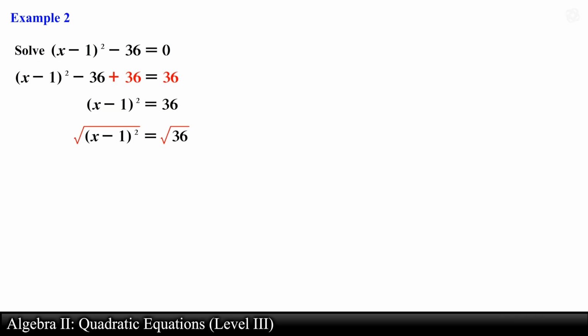Next, we take the square root of both sides of the equation. The left-hand side simplifies to the absolute value of x minus 1, and the right side simplifies to 6. Next, we solve the absolute value equation. Recall that there are two answers, and as a result, we need to set up two distinct equations. One of them is x minus 1 equals 6, and the other is x minus 1 equals negative 6.